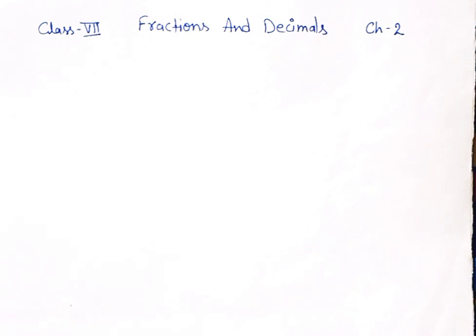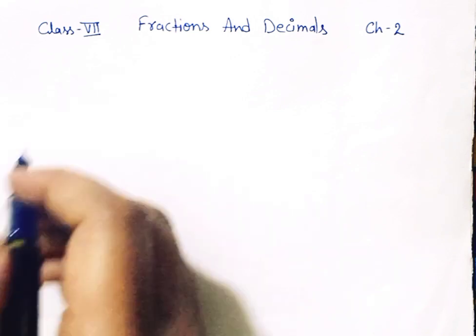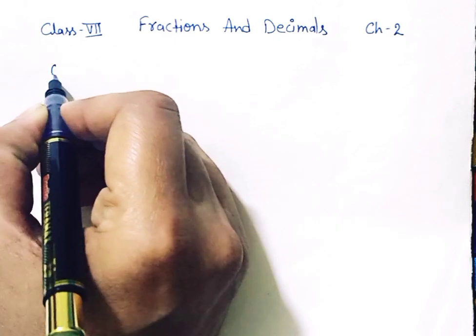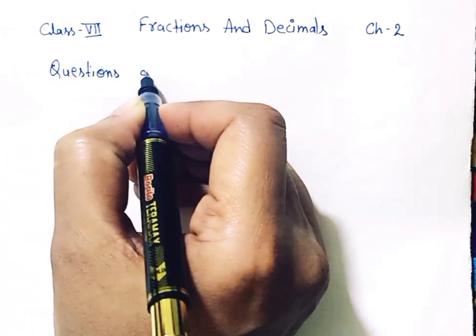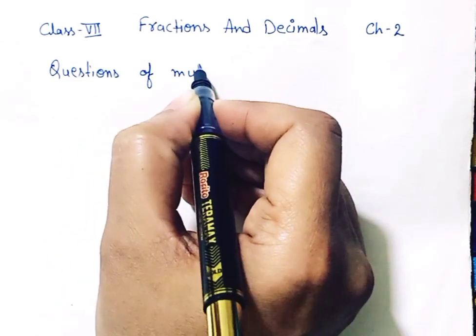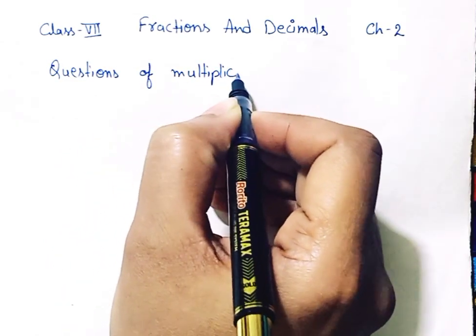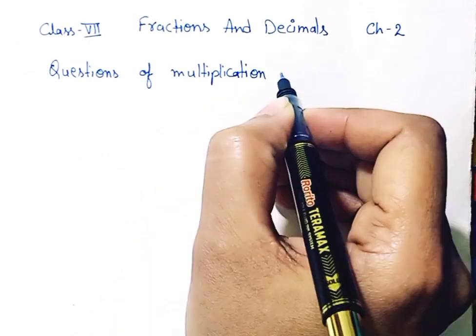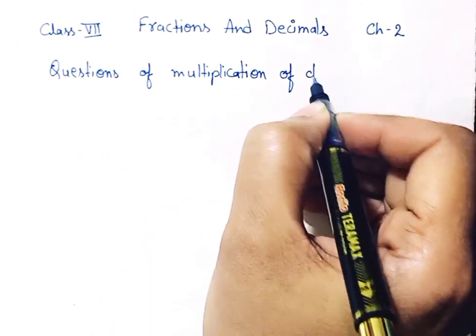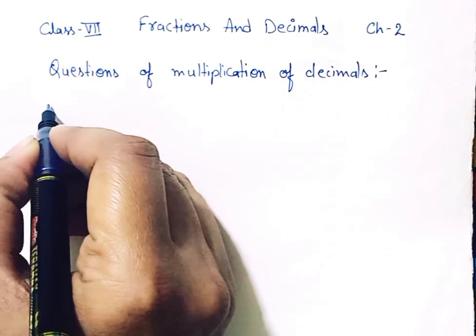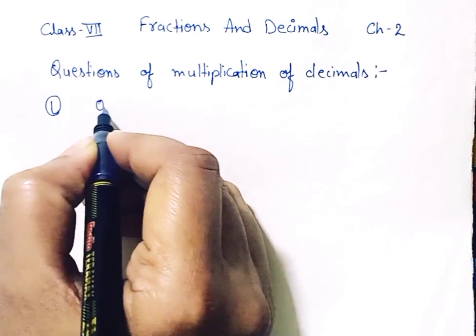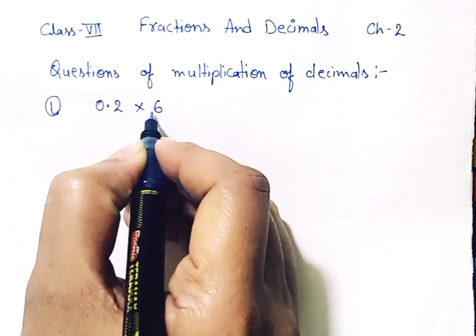So in our last video, I had told you about the multiplication methods of decimal numbers in various ways. Today we'll do some questions of multiplication of decimals. So starting from the first one, it is 0.2 multiplied by 6.